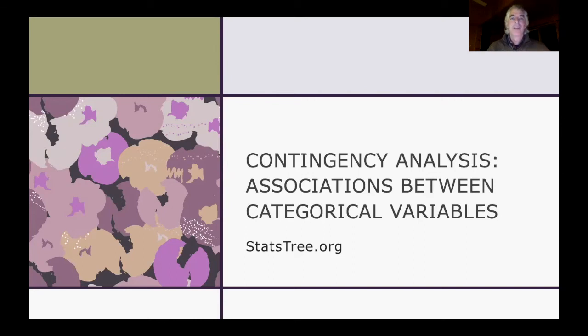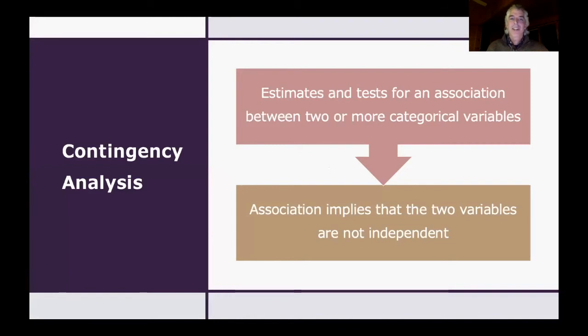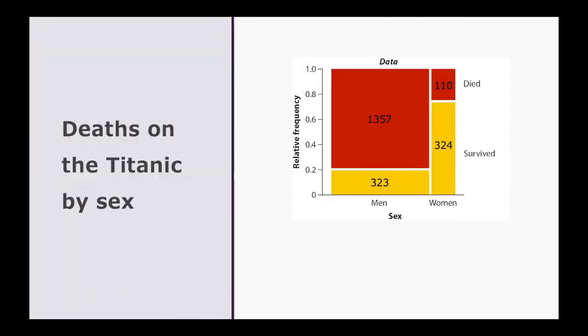Hello, everyone. Today we're going to be talking about contingency analyses. A contingency analysis is just a way to estimate and test for an association between two or more categorical variables. And what I mean by an association is that the two categorical variables are not independent of one another. They're somehow associated.